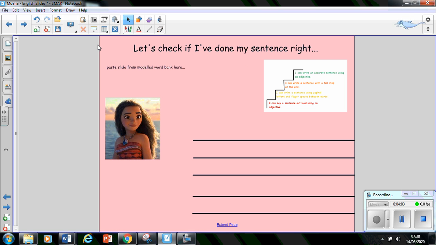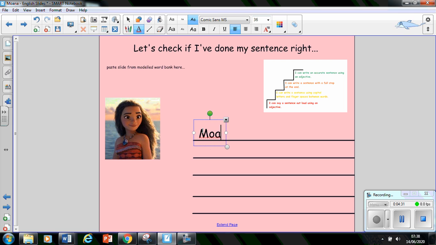Now here I have got Moana, who I want to write about, and I've got my success steps here, and I've got some lines. So you're going to come up with a sentence and write it for me, okay, and check that you've done it right. Now I'm going to write a sentence and you're going to help me check if I've got it right, okay? So it says Moana has curly hair.